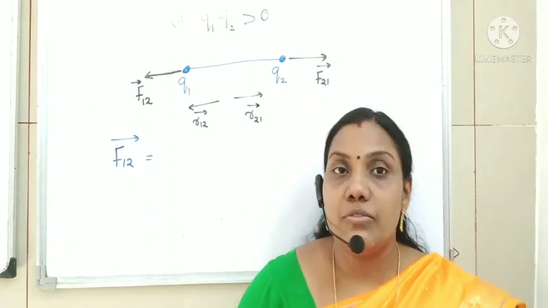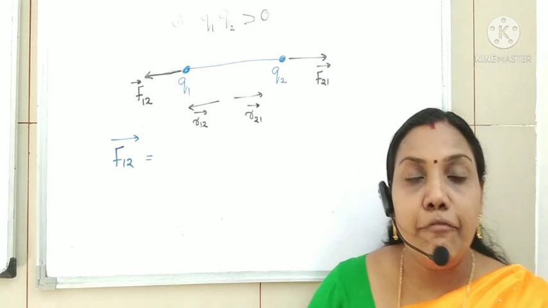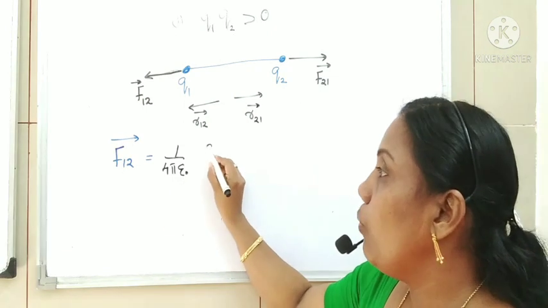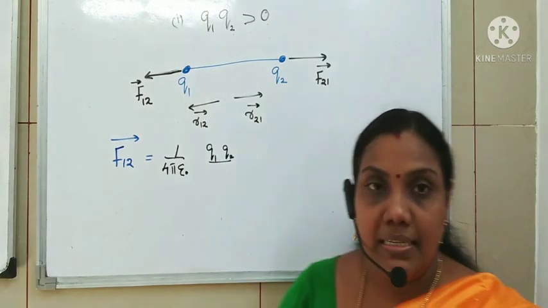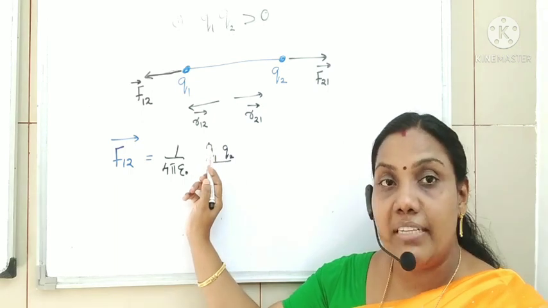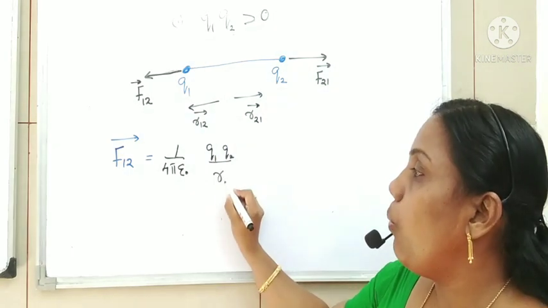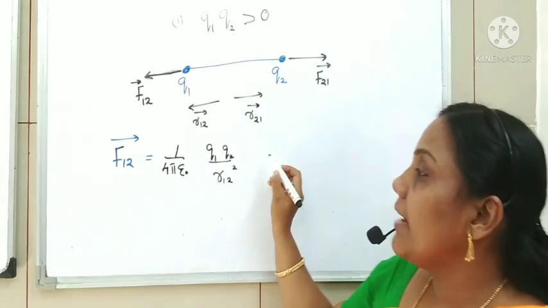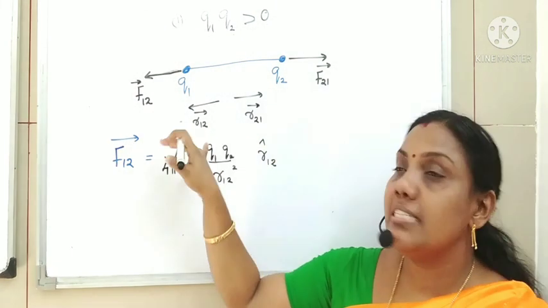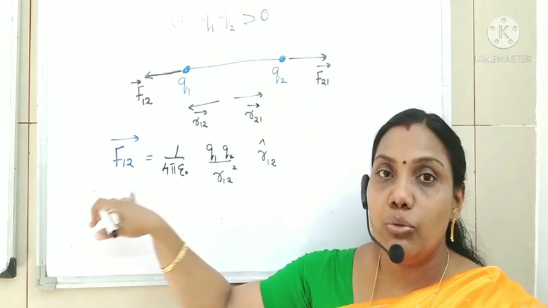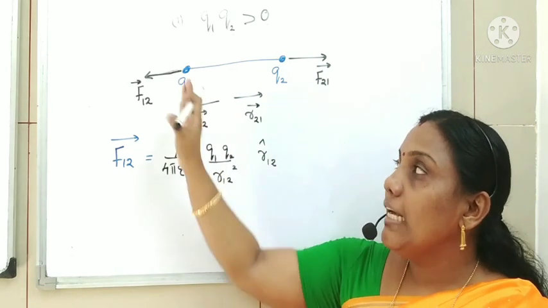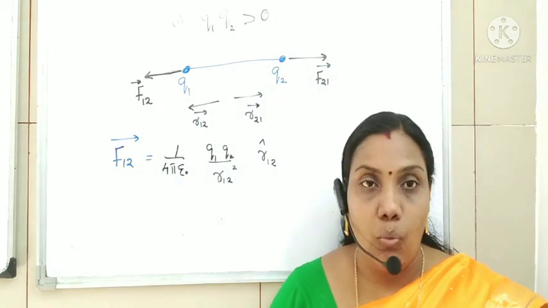Now we can see how you express vector F12. According to Coulomb's law, it is 1 by 4 pi epsilon 0 Q1 Q2 divided by the distance squared. Since vector F12 is towards the left, that direction is represented by the position vector R12. So vector F12 is 1 by 4 pi epsilon 0 Q1 Q2 divided by R12 square, into unit vector R12, whose direction is the same as vector R12.